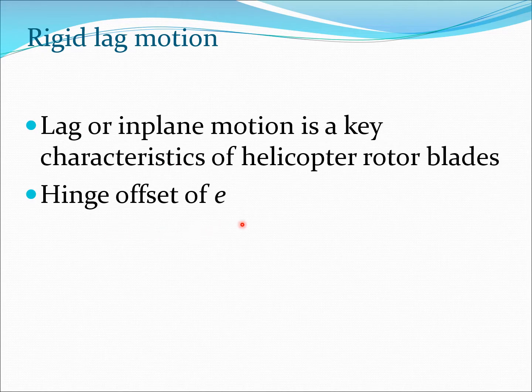So we will take the hinge offset to be E here, and this need not be the same as the offset which is there for the flap hinge. So later when we consider multiple degrees of motion, we are going to use E subscript zeta, E subscript beta, and so on. But right now, let us just presume that this is a pure lag motion and therefore the hinge offset is E.